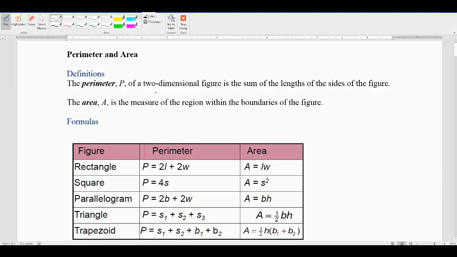Perimeter and area. Perimeter is the distance around, or the sum of the sides. And area, if you look at it like this, is the measure of the region within the boundaries of the figure, whatever that means. Area is the amount of stuff you can put on a two-sided figure. How's that? It involves putting stuff on a flat figure.